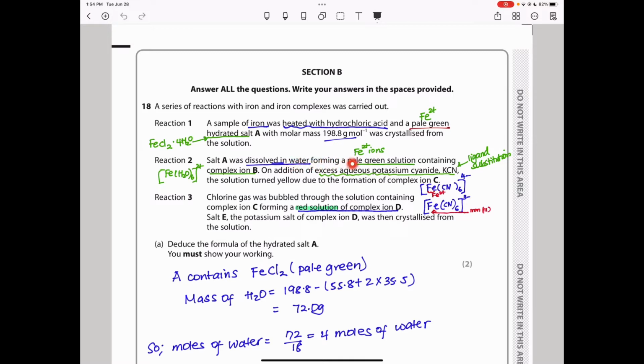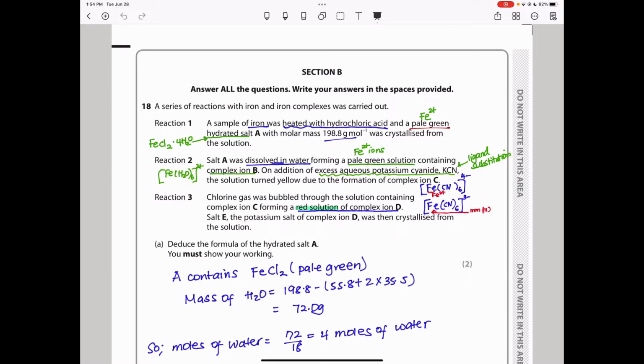It says, the salt A, that is the hydrated salt, was dissolved in water, forming a pale green solution containing complex B. Now, they've told us a pale green solution. We would expect this pale green solution contains iron 2 ions. And so it contains a complex. These iron 2 ions interact with water ligands, forming a complex like this. This is hexaaqua iron 2 plus. We can see here, that is the complex B.